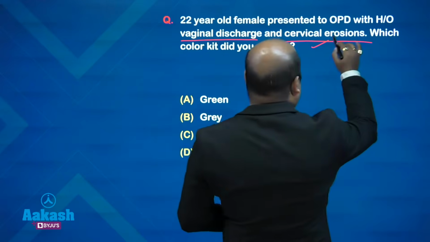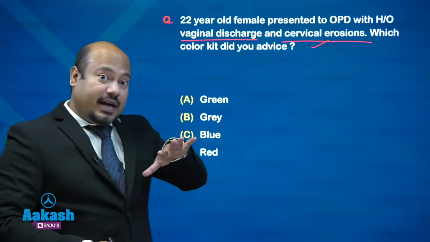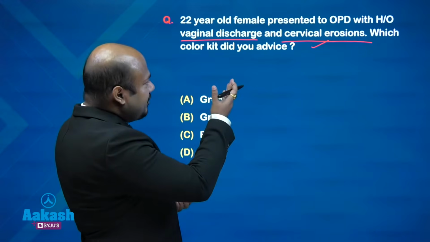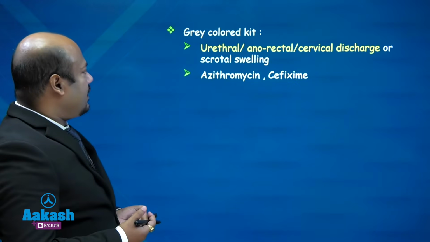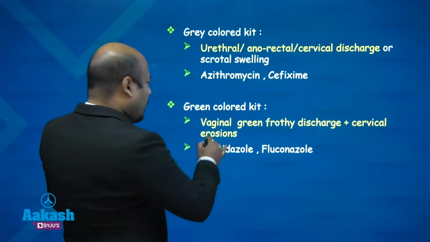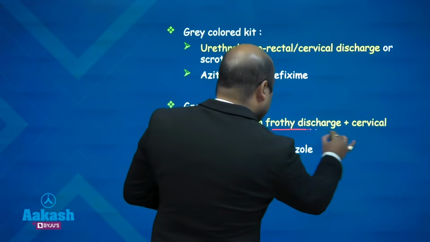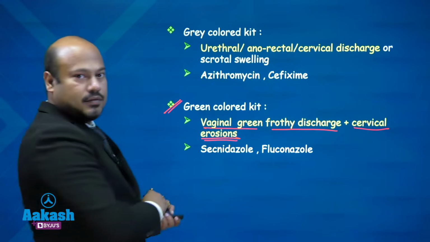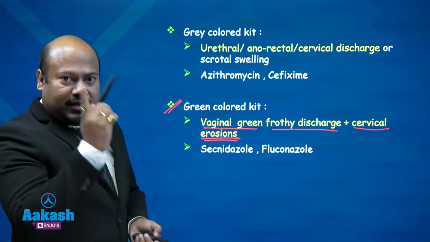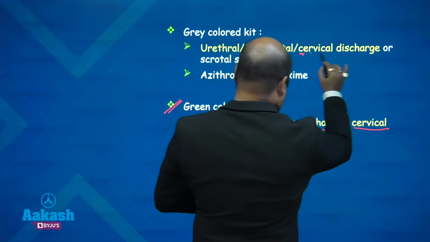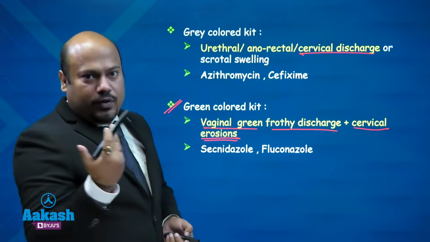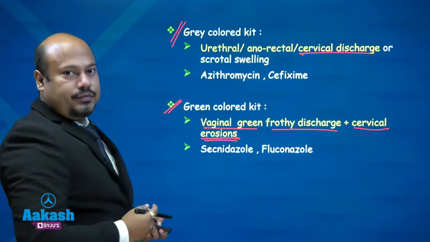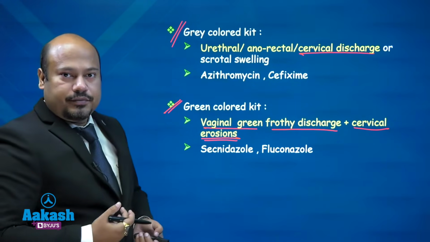And this is the game changer here. Because if it was cervical discharge, it would have been grey kit. But they have said cervical erosion. Which color kit do you advise? See, vaginal green frothy discharge plus cervical erosion, green colored kit. But if they have said cervical discharge or urethral discharge or anorectal discharge, then it would have been grey colored kit. Treatment also differs, okay.